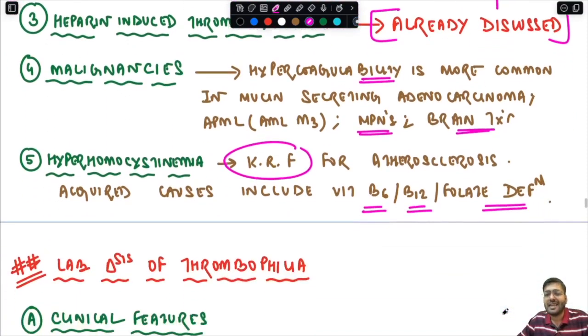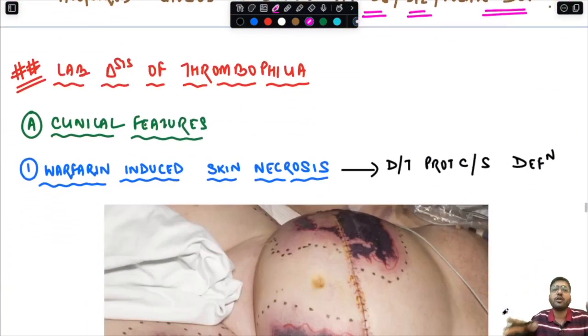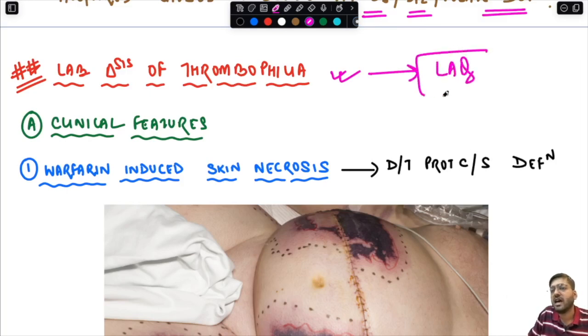Okay, now in the next session, we are going to start with the lab diagnosis of thrombophilia, and as you know, this is a very important long answer question which is asked in the exam.